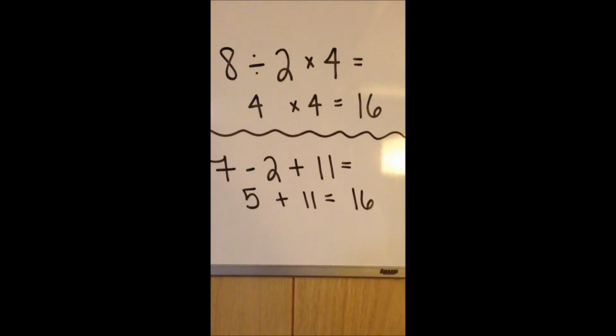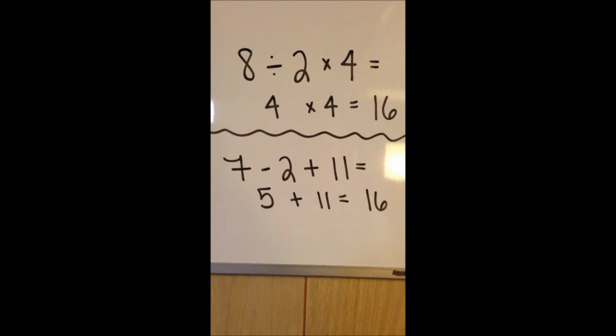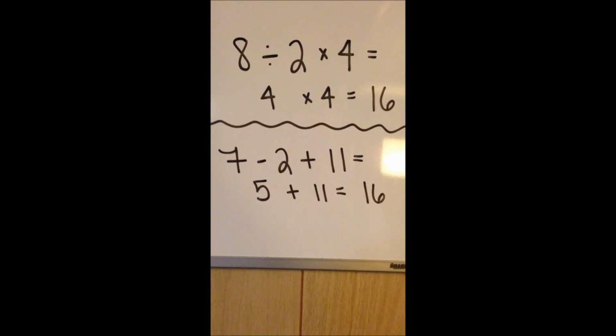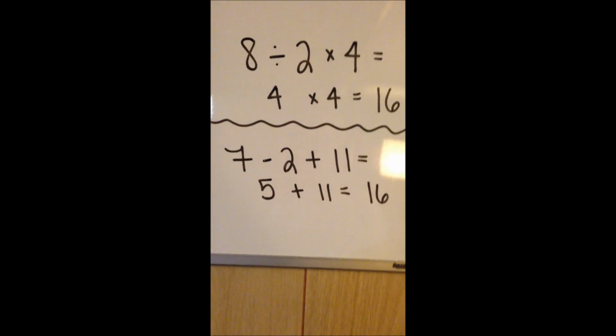That is incorrect. If you take a look at the bottom, we have 7 minus 2 plus 11. Again, addition and subtraction go equally hand in hand. So we're going to do 7 minus 2, which gives us 5, plus 11 equals 16.